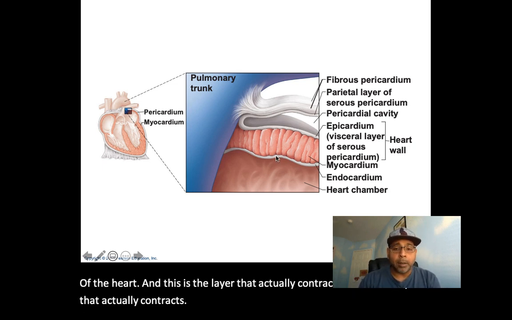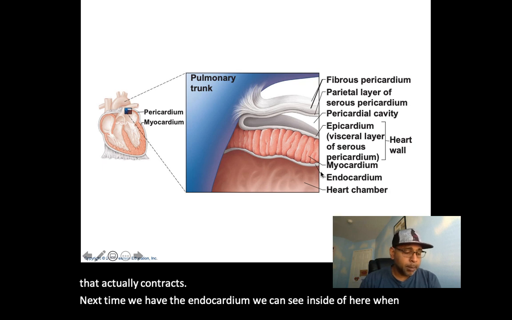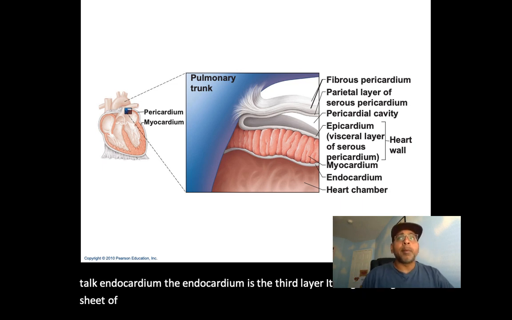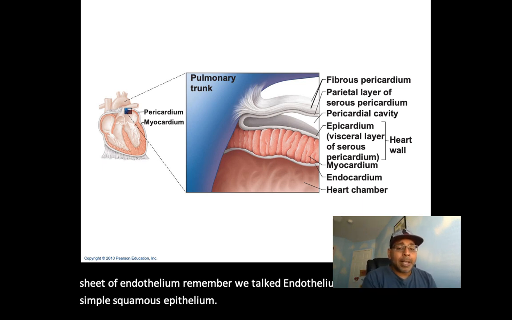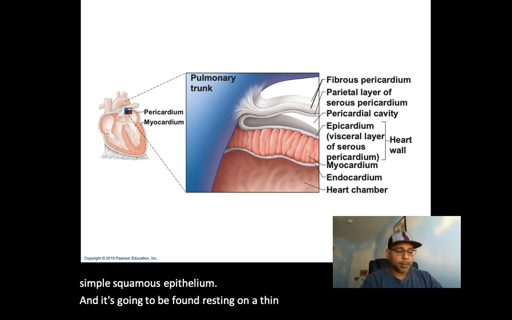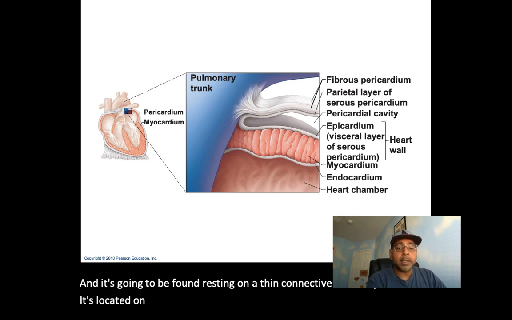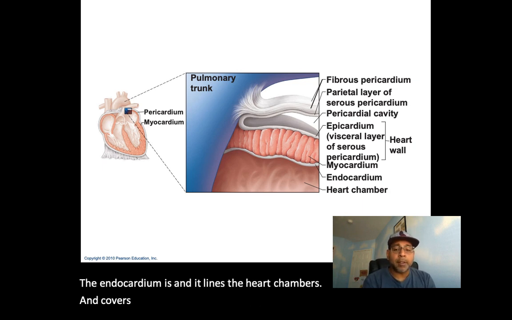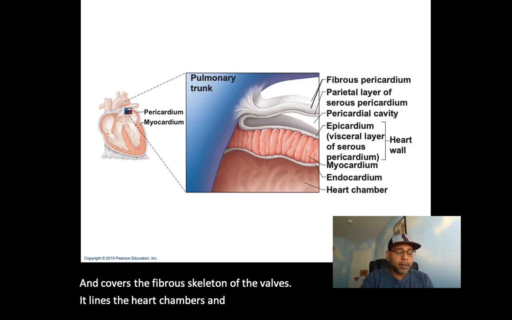Next, then we have the endocardium we can see inside of here. The endocardium is the 3rd layer. It's a glistening white sheet of endothelium. Remember we talked endothelium. Endothelium is simple squamous epithelium. And it's going to be found resting on a thin connective tissue layer. It's located on the inner myocardial surface. It lines the heart chambers and covers the fibrous skeleton of the valves.